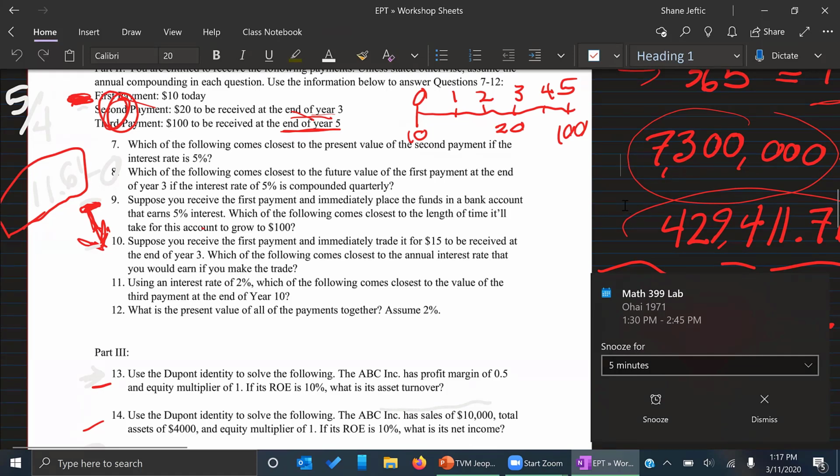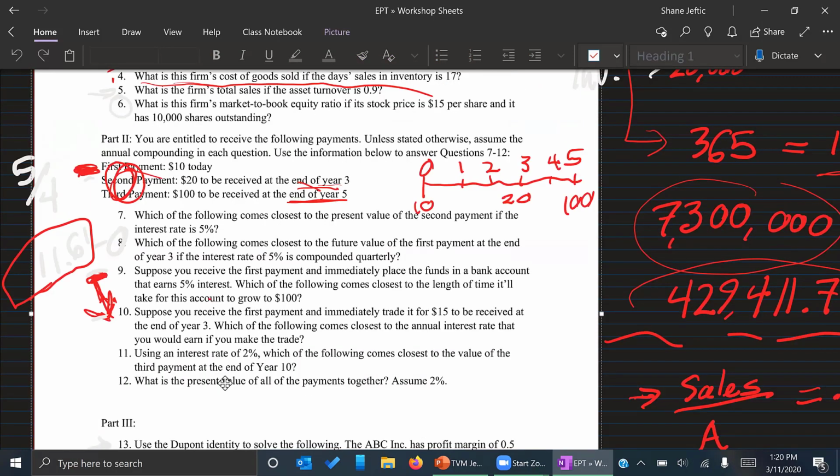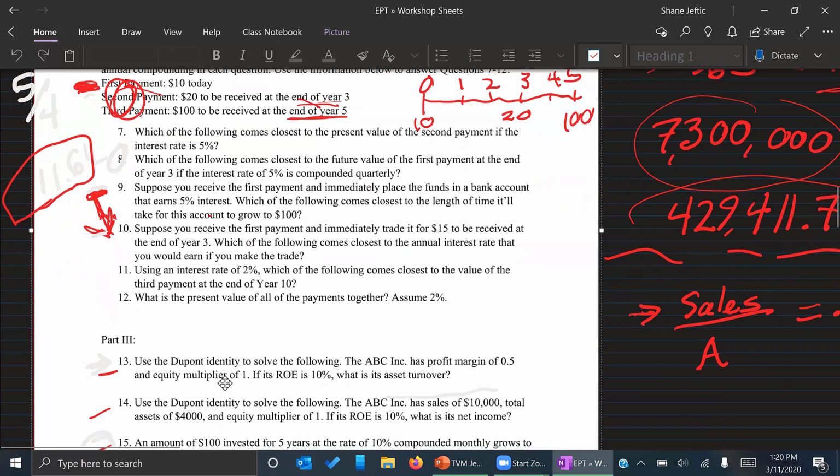Present value is -10. You're right. Present value is -10 because you're making that $10 payment. Okay, so does 11 make sense to you guys? Yeah, good? Okay, cool.